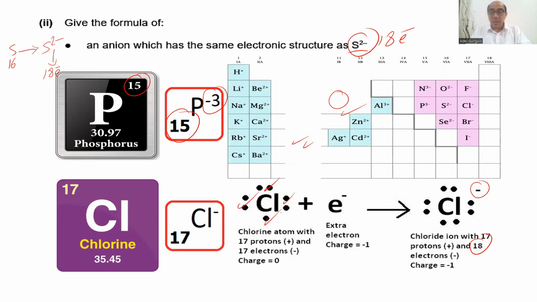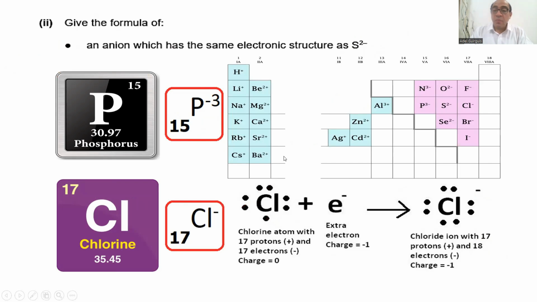Look at this figure of the periodic table containing certain ions. Look at sulfur here, minus 2, sulfide ion. Here phosphide ion; before becoming an ion, it is called phosphorus. Here chlorine, called chloride after gaining 1 electron, and phosphide after gaining 3 electrons.